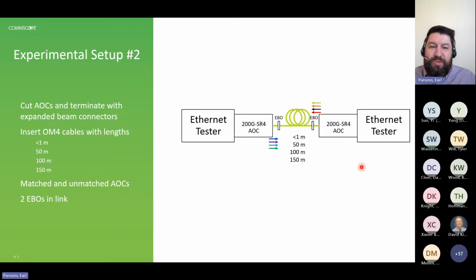So some of these results will talk about matched AOCs and unmatched. The matched were the ones that originally came prepackaged together, and the unmatched was where we took different combinations. And all of these results in the next couple slides will have 2 of these expanded beam connections in the path.